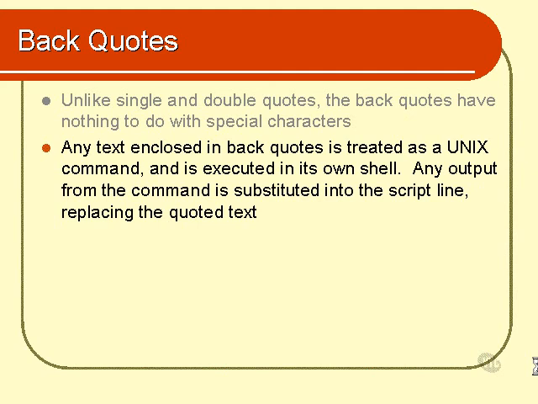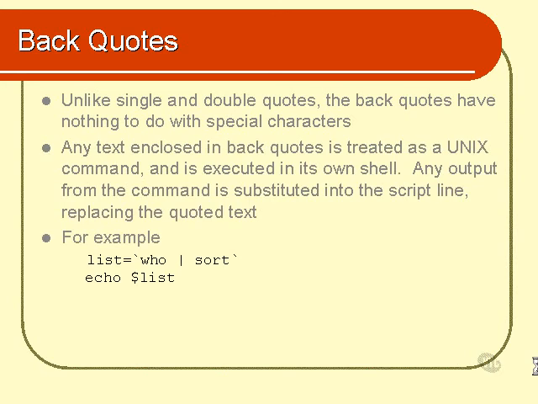Now that sounds awfully complicated, and it is somewhat complicated. It does take a bit of getting used to. You might recall that example from the date that I showed you. Well, let's have a look at some more examples. Now you do this: enclose who piped to sort inside backward quotes. Then what would happen is the who program would run and the output would be sent to the sort program for sorting, and then the output of that would get stored in the variable called list.